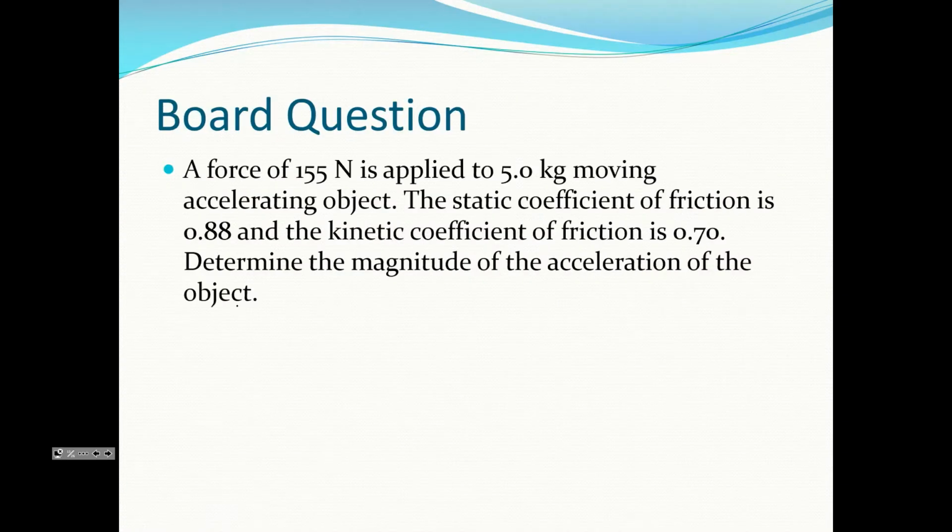So let's try a board question like that. Okay, try this on, pause the video, try this on your own, and see how it goes, and I'll go through it right now. So a force of 155 newtons is applied to a 5 kilogram moving accelerated object. The static coefficient of friction is 0.88, and the kinetic coefficient of friction is 0.7. So because it's moving, we want to use the kinetic coefficient of friction, not this. Determine the magnitude of the acceleration of the object.